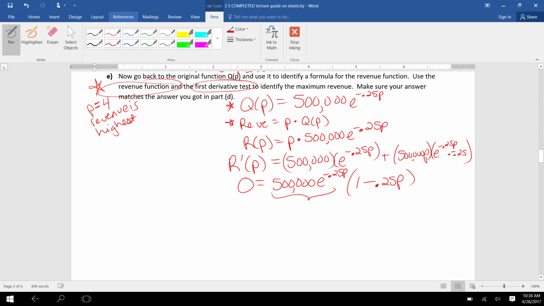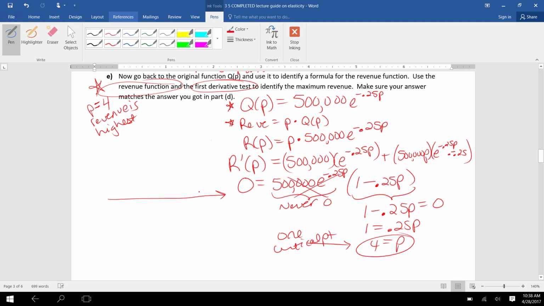That means either this first factor is 0, which is never true. Exponentials are never equal to 0. Or this second factor is 0, which means 1 minus 0.25p is 0. 1 equals 0.25p. P equals 4. There's one critical point at p equals 4. And then I use the first derivative test to see is p equal 4 a maximum, a minimum, or neither.